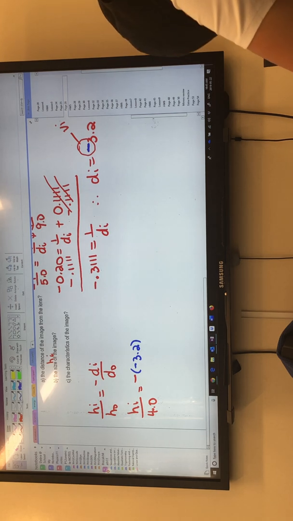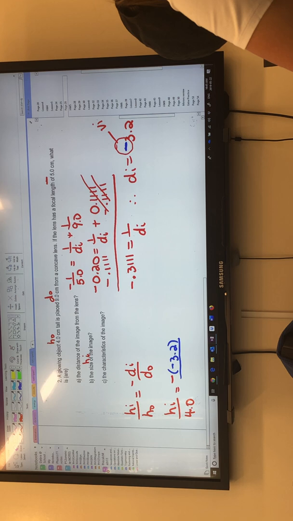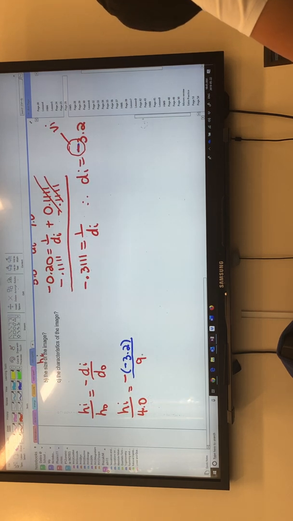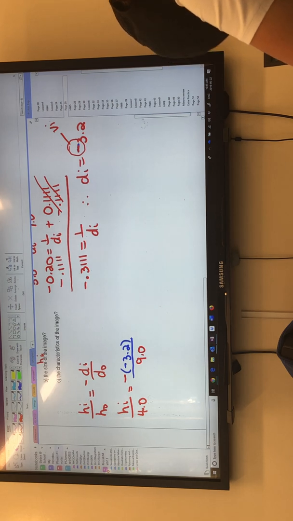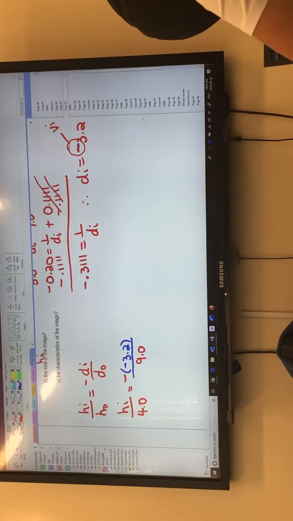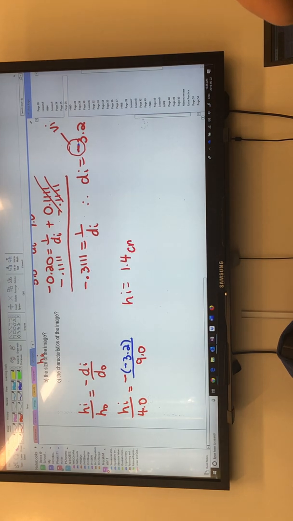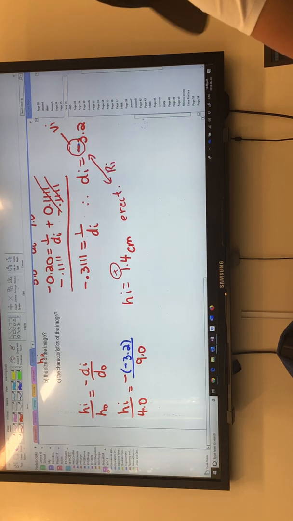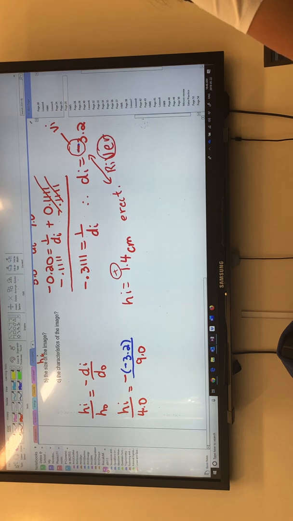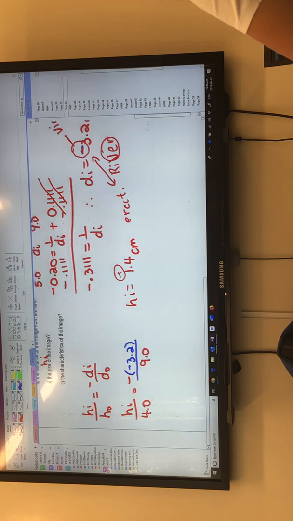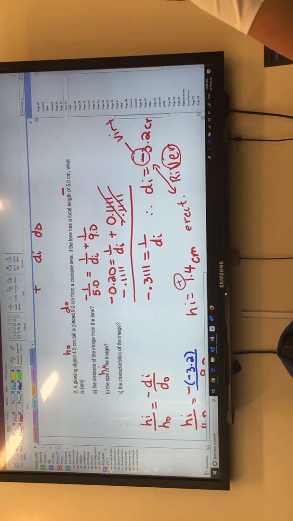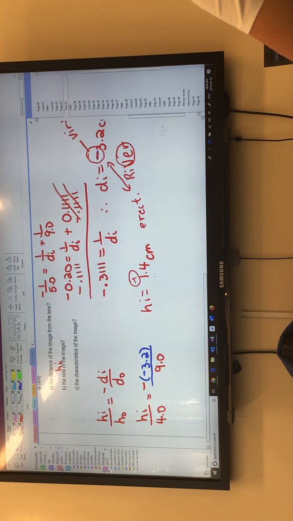So then do is 9. So now when I solve for height, I'm going to get 3.2 times 4 divided by 9, and I get 1.4. hi equals 1.4 centimeters. And it's positive, so that means it's erect. Makes sense because here, virtual goes with erect. Virtual and erect, right side up. And we can see that because the height is littler, we know it's smaller.